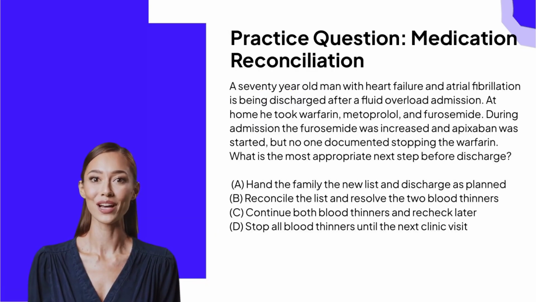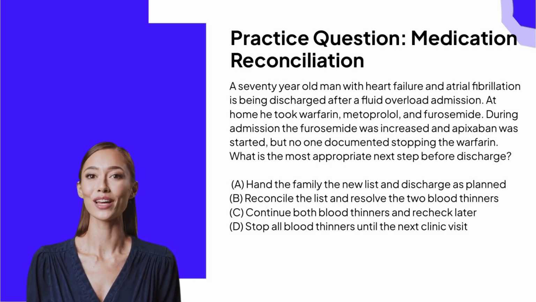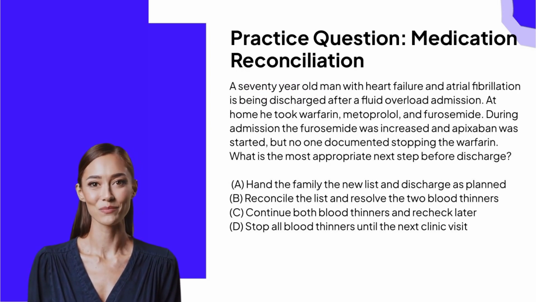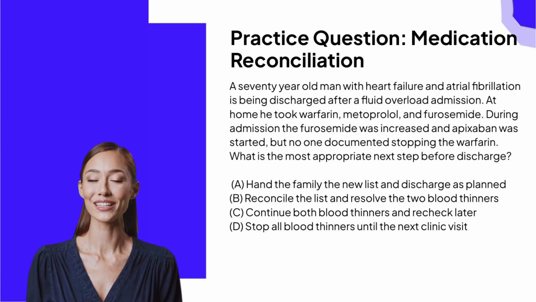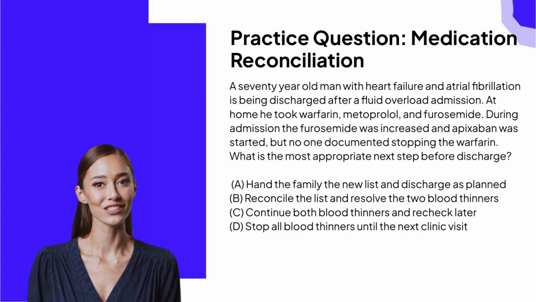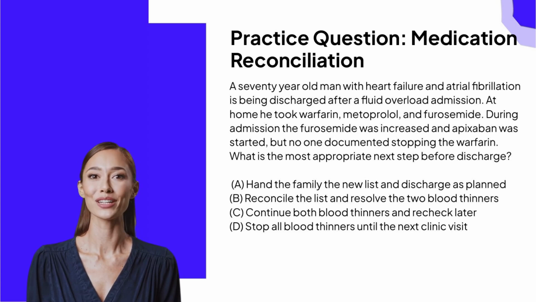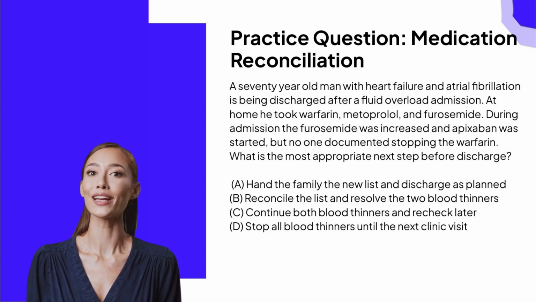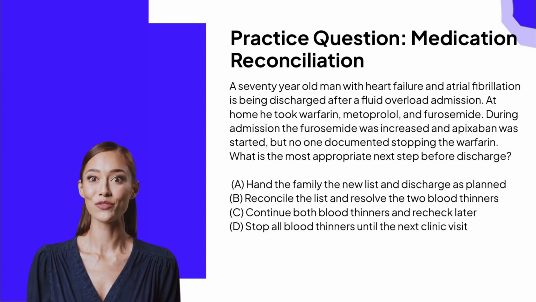Let us work through our first practice question, and this one is all about medication reconciliation. We have a 70-year-old man with heart failure and atrial fibrillation being discharged after a fluid overload admission. At home, he took warfarin, metoprolol, and furosemide. During the admission, his furosemide was increased and apixaban was started, but nobody documented stopping the warfarin. So now he is on 2 blood thinners. His daughter asks for the updated list, and we are asked for the most appropriate next step before discharge. Pause here and read the last line, then look for the gap. Notice that the danger is the unresolved overlap of 2 anticoagulants. Take a moment to choose your answer before we break it down.